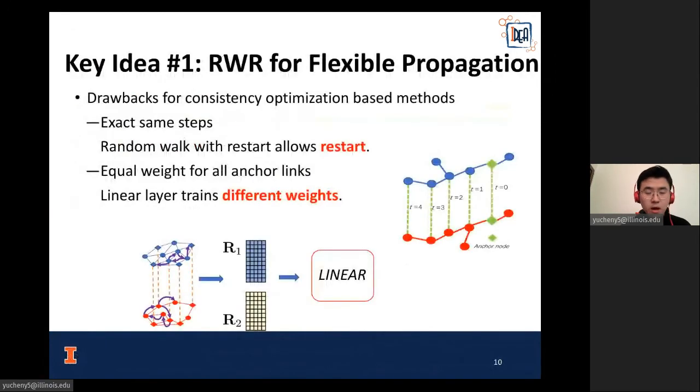The proposed model solves the drawbacks of the consistency optimization-based methods and of the embedding-based methods. We use random walk with restart for flexible propagation, which solves the exact-same-steps drawback of the consistency-based methods. Because random walk with restart allows restart, you do not need to arrive at node pairs with the same steps; you can arrive with different steps. This is a relaxation of the consistency methods. In addition, we use a linear layer, which can weight the scores from different anchor links differently, so it also overcomes the equal-weight drawback of consistency-based methods.